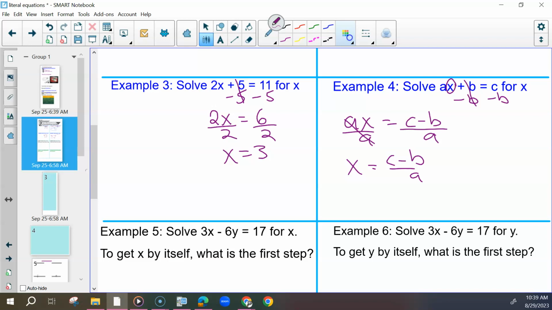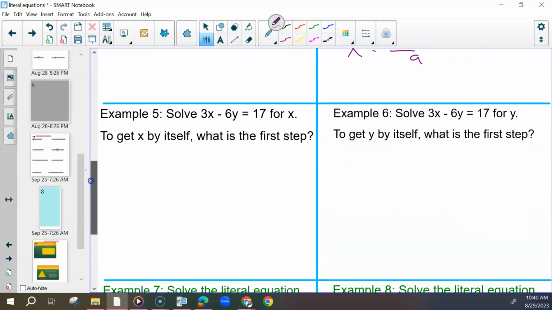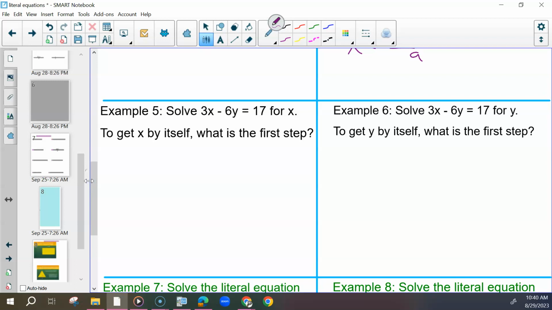Questions on that one? Think about example 5. Now this one has numbers and variables, but our answer is also going to have numbers and variables. We were trying to get x by itself. What do you think the first step would be? Adding 6. But it's going to be this entire term. We want to get rid of that entire thing.